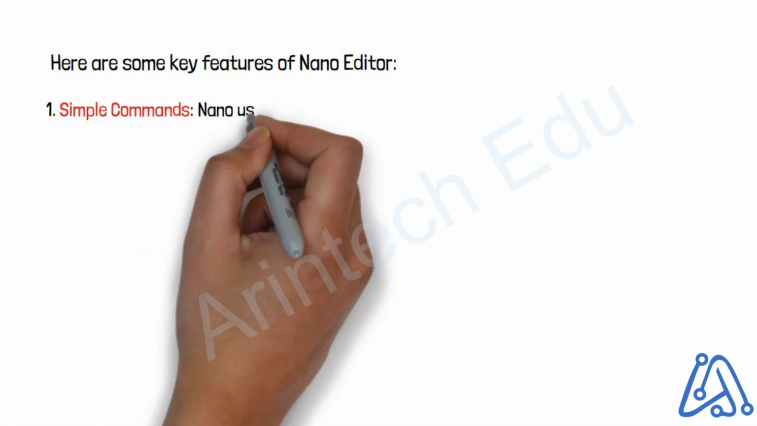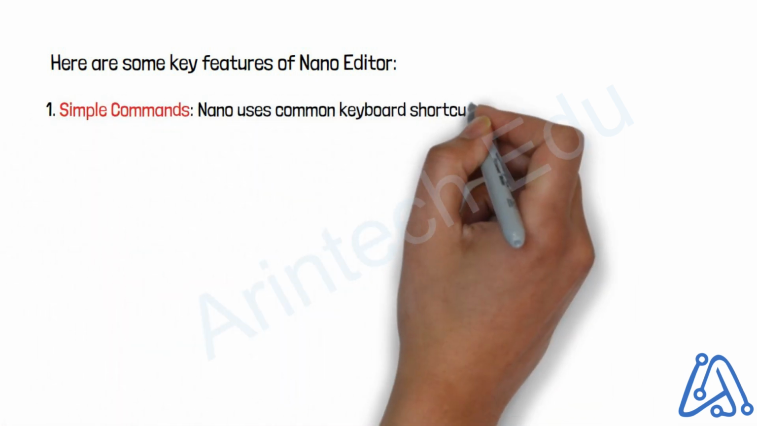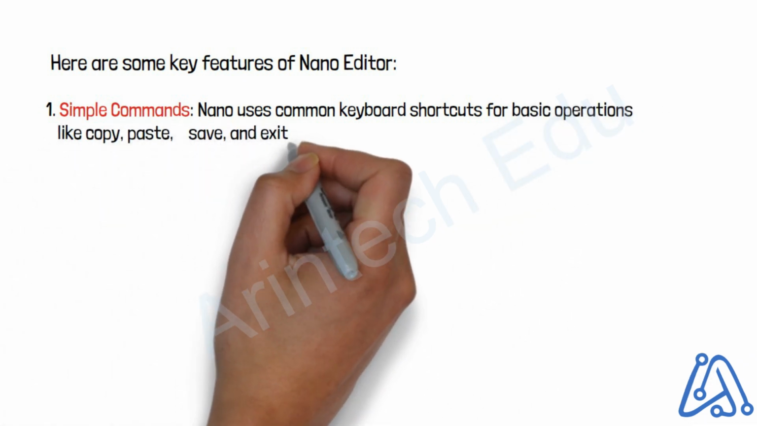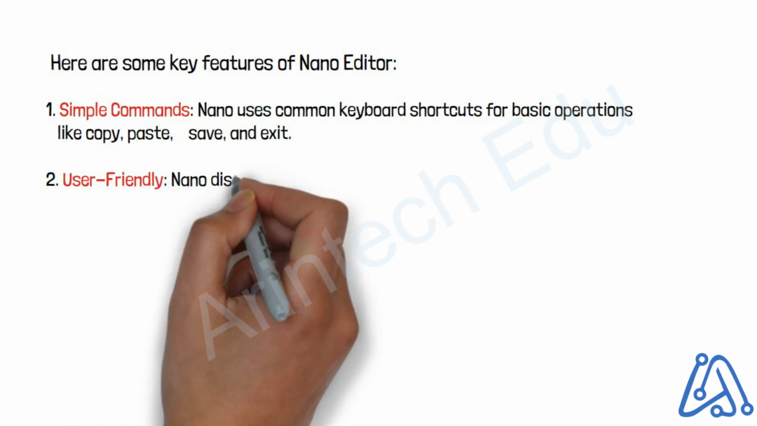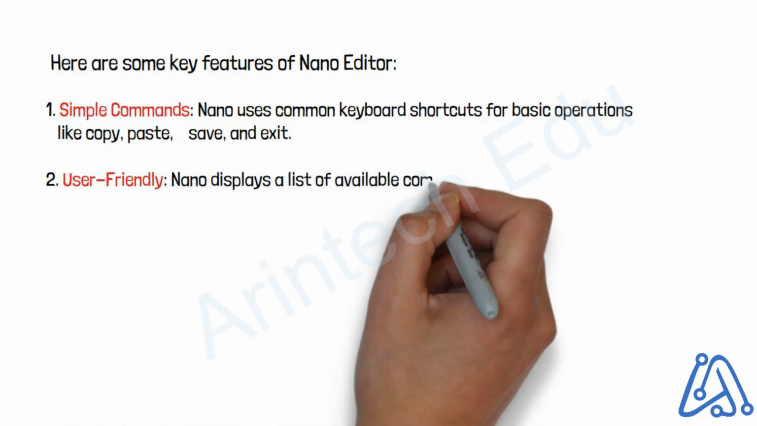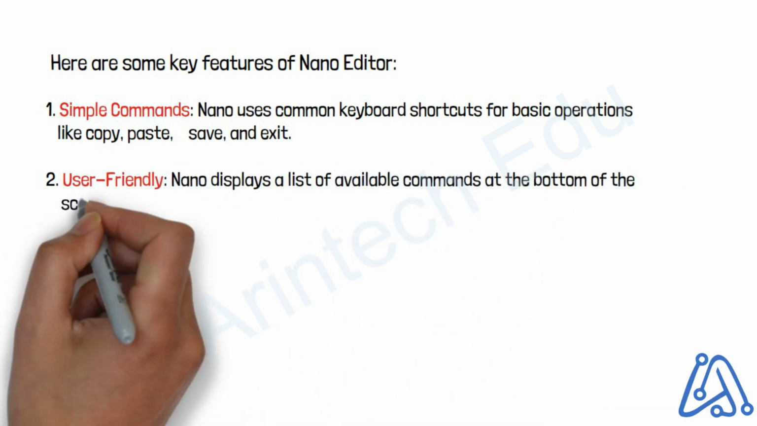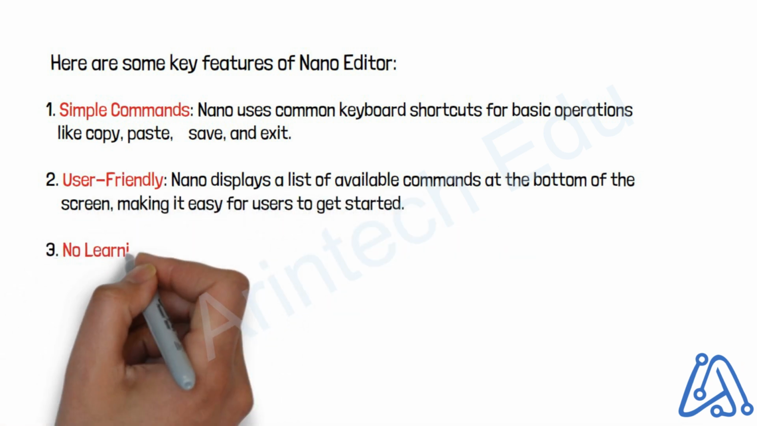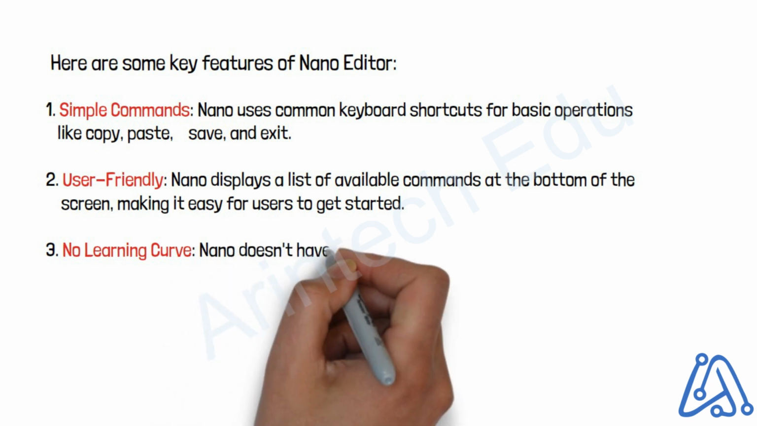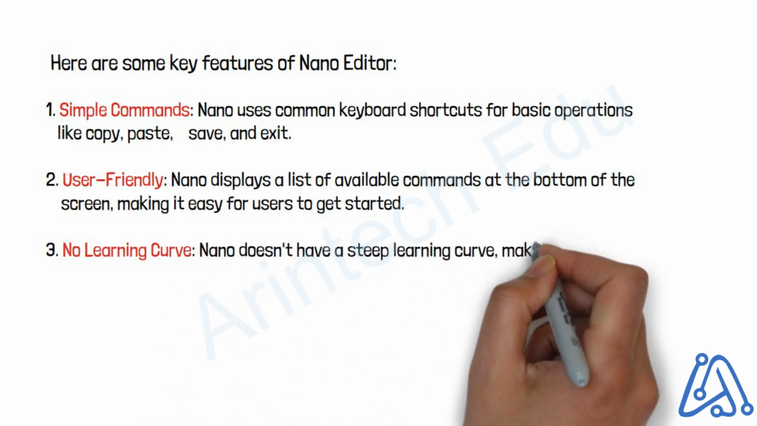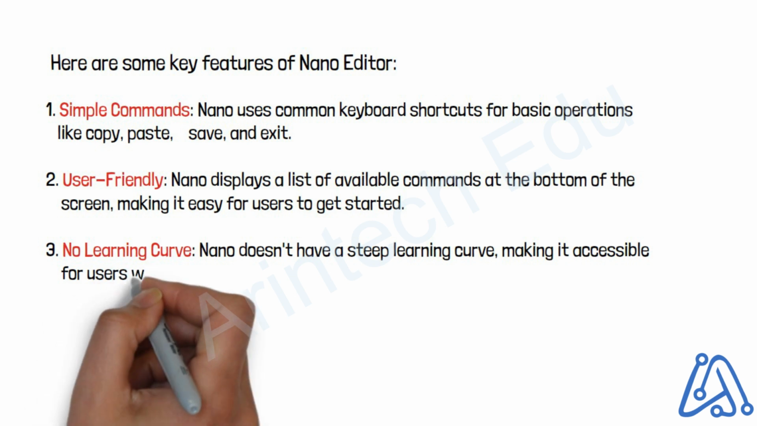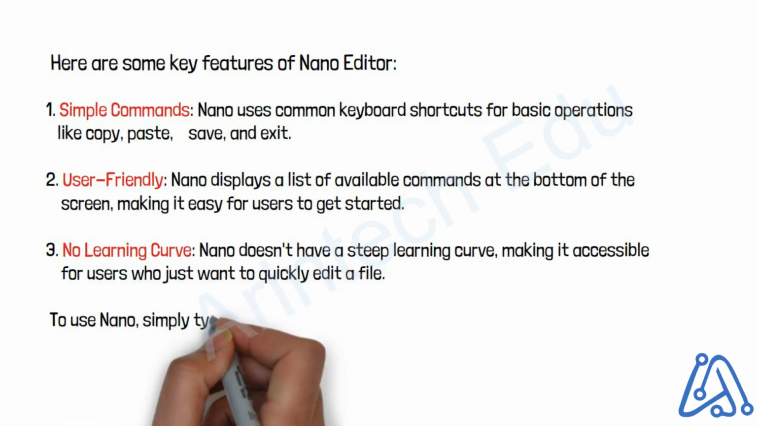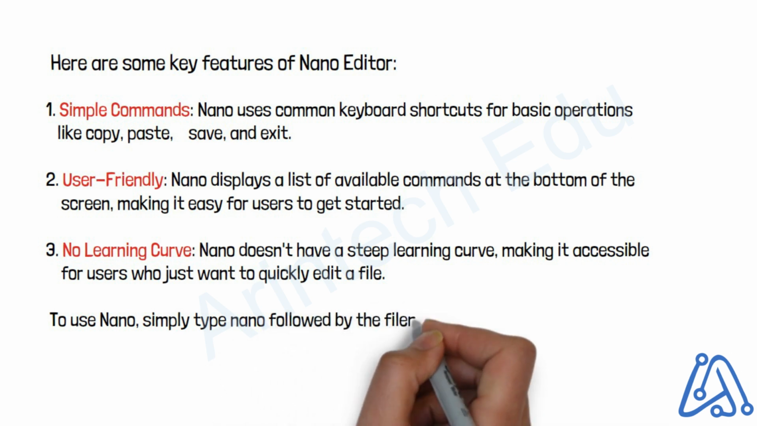1. Simple commands. Nano uses common keyboard shortcuts for basic operations like copy, paste, save, and exit. 2. User-friendly. Nano displays a list of available commands at the bottom of the screen, making it easy for users to get started. 3. No learning curve. Nano doesn't have a steep learning curve, making it accessible for users who just want to quickly edit a file.